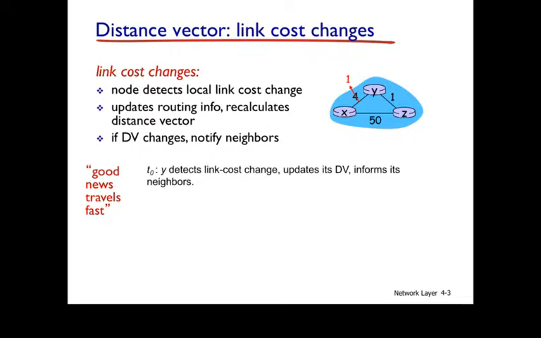So what happens is at T0, the node Y detects that the link cost has changed. So its distance to the destination X has changed now. It has decreased from 4 to 1. So it knows that, and then it informs its neighbors.